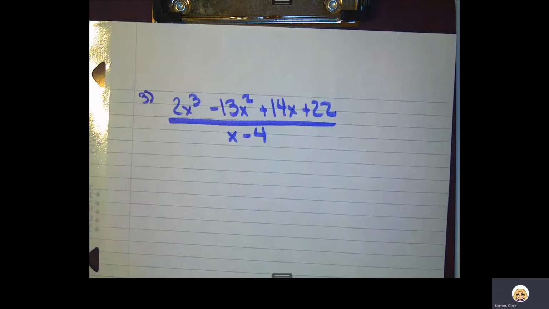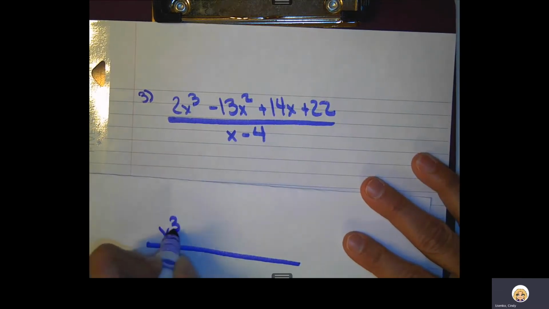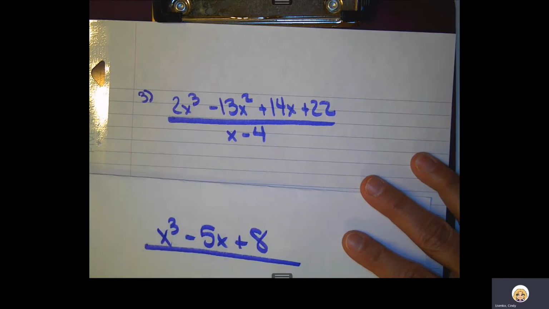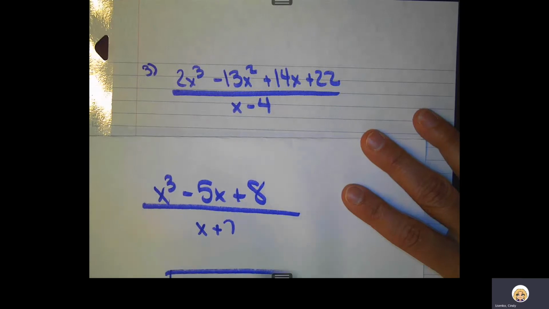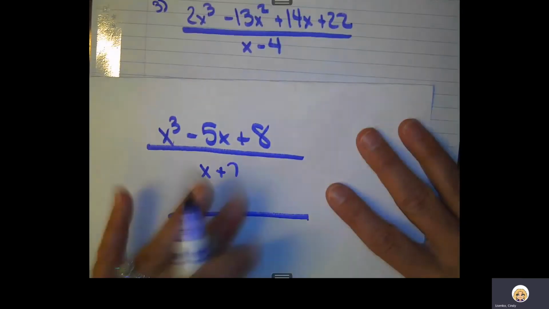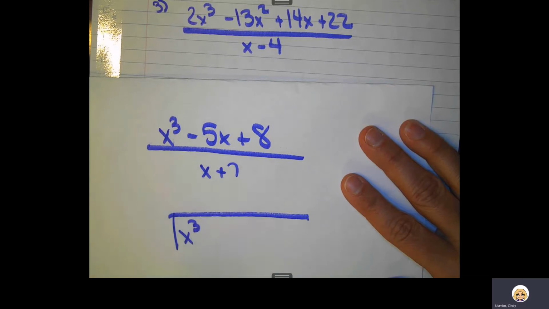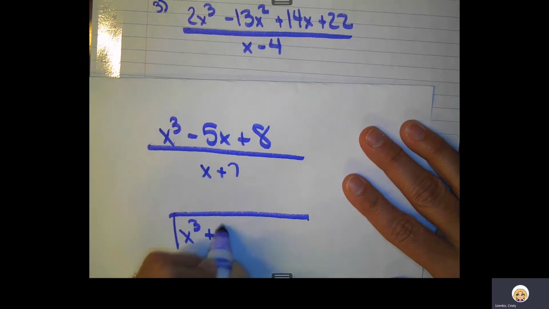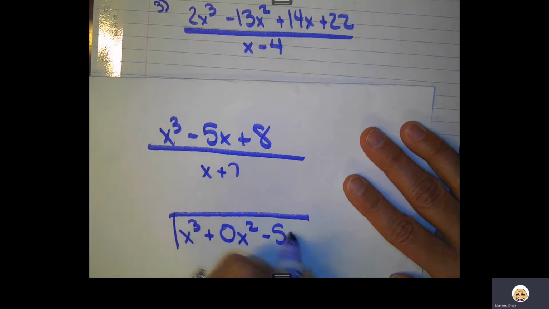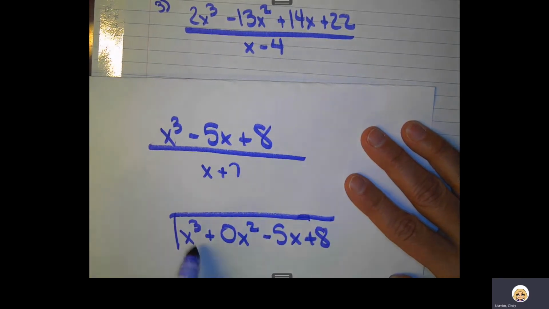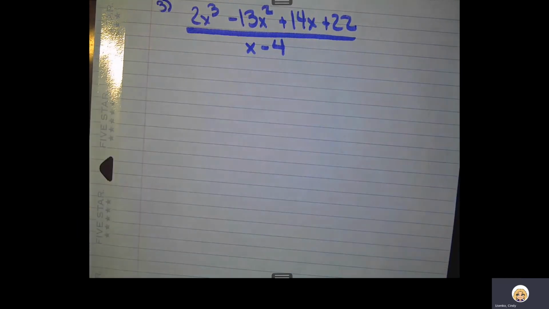I do want to point out that if we saw an example like this, if we had x cubed minus 5x plus 8, and then we were dividing it by, let's say, x plus 7. When we would make our division, this is just a side note, we are missing an exponent. So what we would have to do is put x cubed. We're missing an x squared, so I would just put 0x squared because we need it as a placeholder. Then we can put the rest, because when we're dividing, you need every single exponent listed, and we'll see that later on.